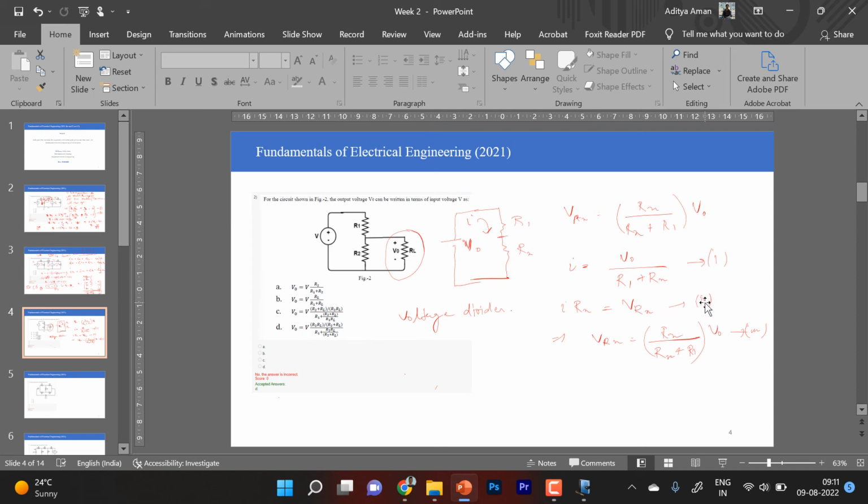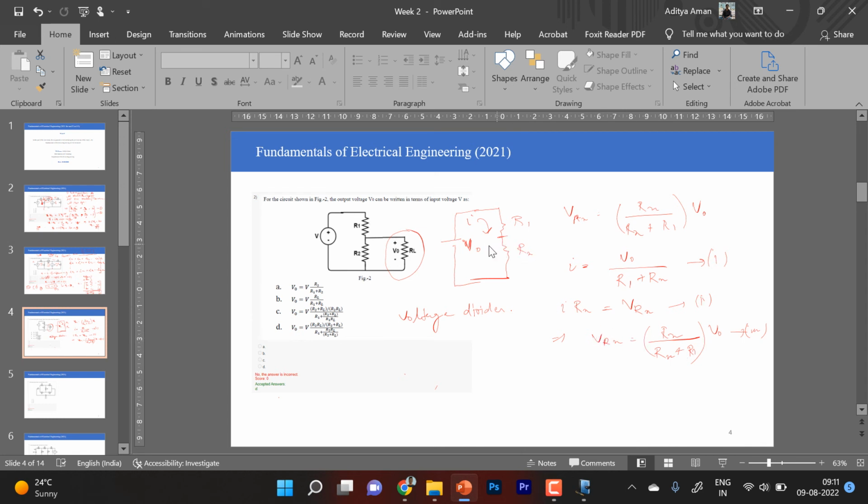So that will give you equation number two. This is what I've written. Equation number two is Ohm's law basically, right? Now you can use equation number one and equation number two to get equation number three, because I have just substituted the value of current. Current is what? V naught upon R1 plus Rx, right? And then you multiply it with Rx to get the value of Vrx, correct? Means we have to put the value of I in equation number two to get equation number three.